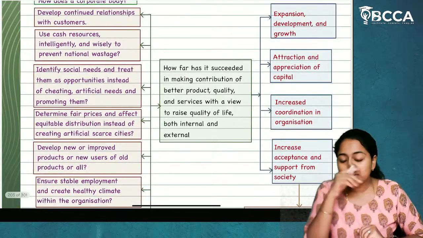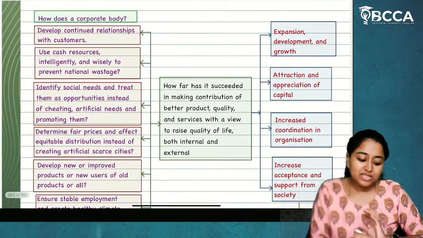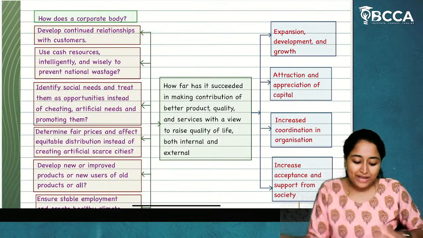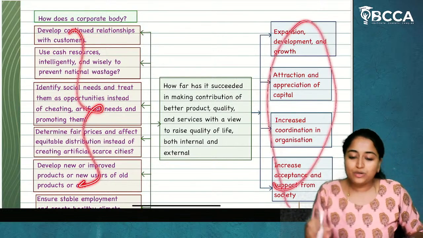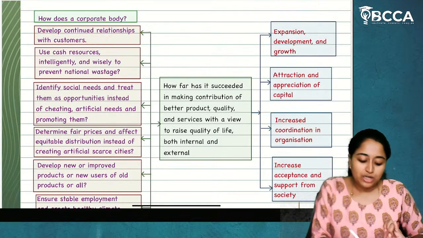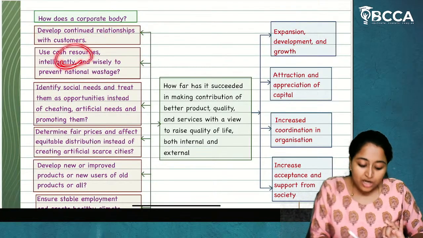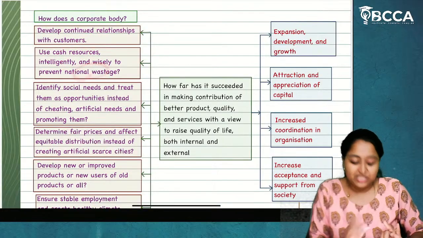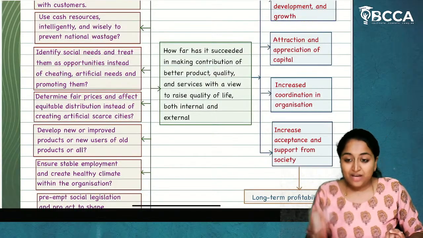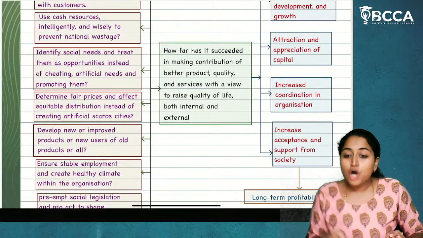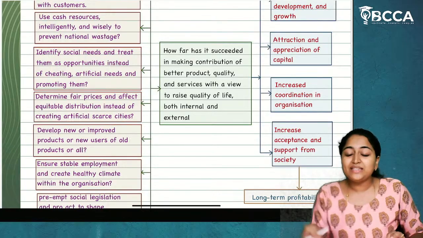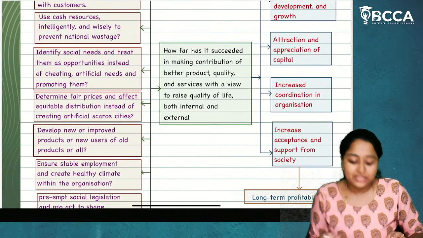So how will the analysis be done? Based on questions, such as how does a corporate body have relationships with the customers. Based on these questions, you will find out about the corporate service being provided to different interest groups. Whether it has a good relationship with the customers, how the resources are being utilized, whether there is any wastage. Identify the social needs and treat them as opportunities, which means if there is a need in the market, the organization should take it as an opportunity to provide the service to society rather than creating a fake demand to increase profits.